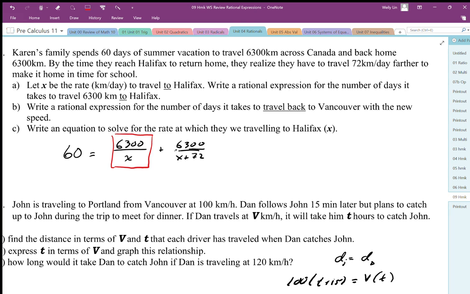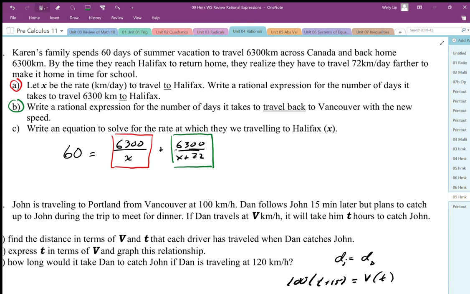The number of days it takes to travel back from Halifax to Vancouver is going to be the second part here. So the total distance is still 6,300 kilometers, so distance divided by the velocity. In this case, the velocity has to be increased by 72 kilometers per day. So we have x plus 72 as the velocity, and that represents the number of days it takes to travel back to Vancouver. So we have a total of 60 days to do this. So when we add these together, we get 60 days, and that represents the equation to solve for the rate at which we are traveling to Halifax. So x represents the original rate.